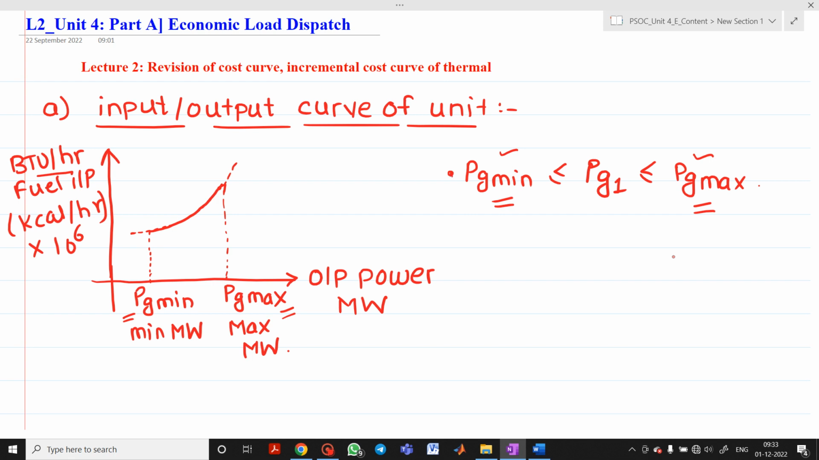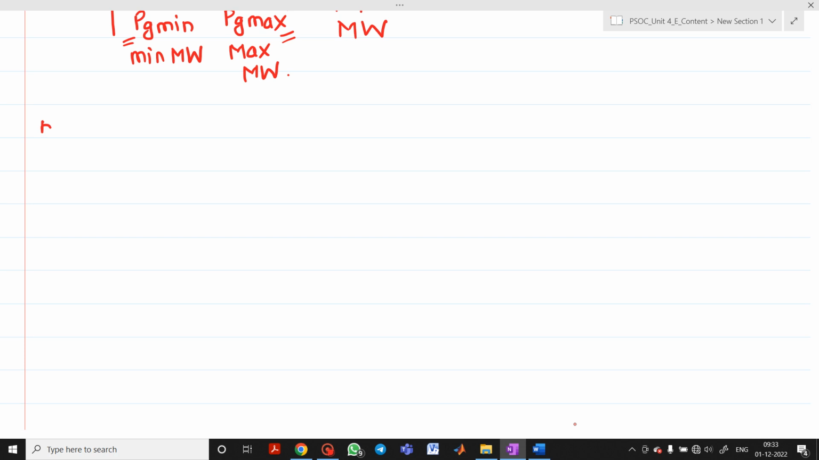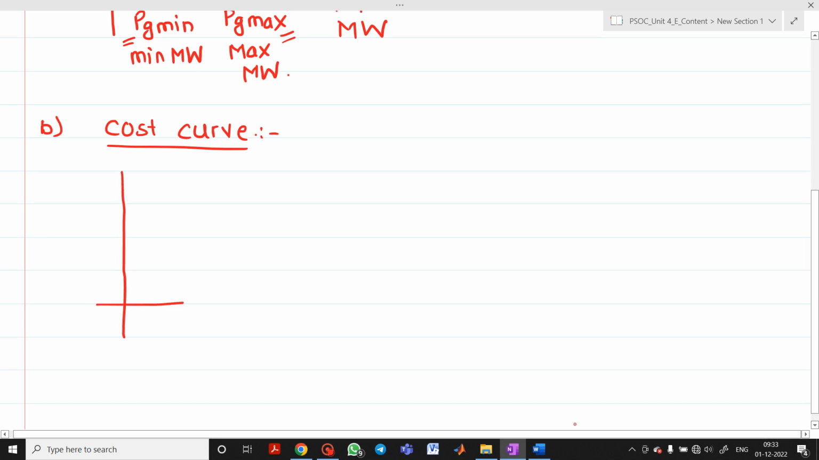So there has to be some minimum generation from the generator, and there has to be some maximum limit above which it is not possible to generate energy with that generator. Now the second point is the cost curve, which I am going to explain now. How has this cost curve been drawn? The diagram is the same for the cost curve, just the axes are different.